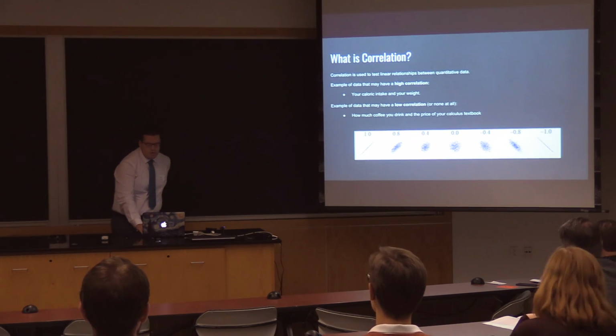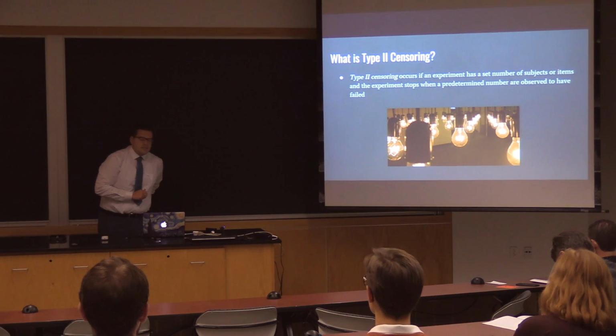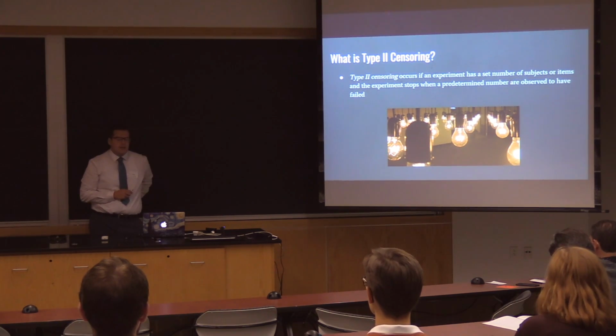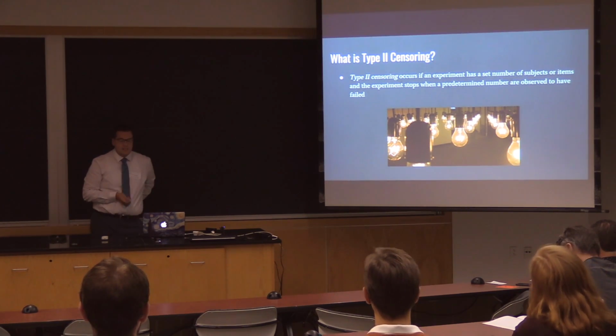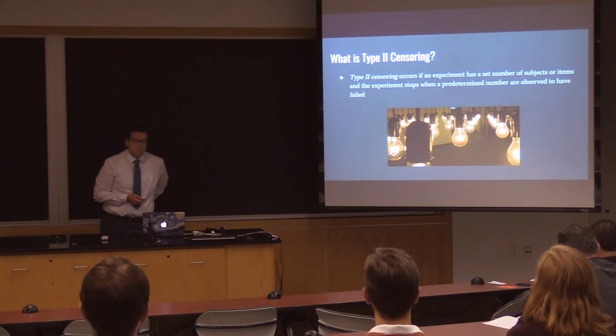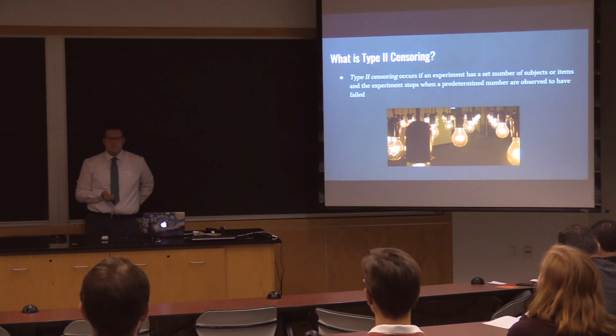The next term I want to go over is type 2 censoring. Type 2 censoring occurs if an experiment has a set number of objects, subjects, or items, and the experiment stops when a predetermined number are observed to have failed.